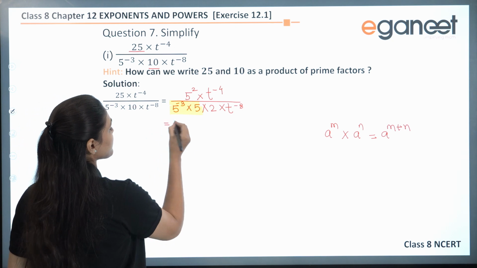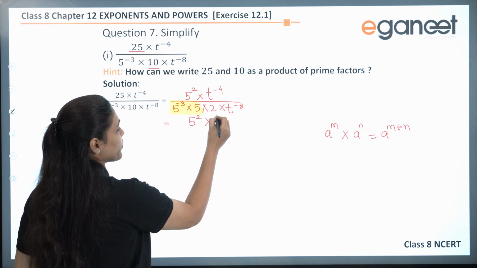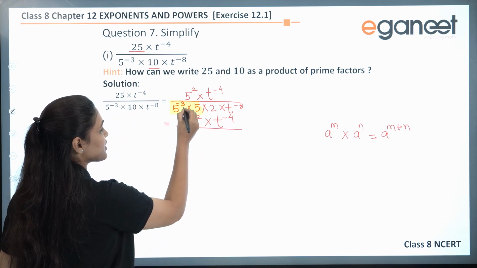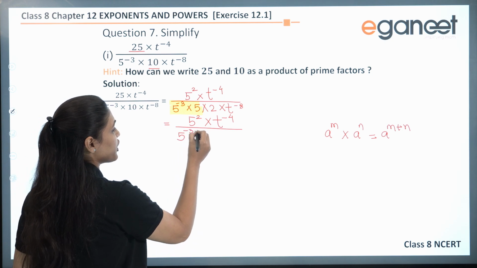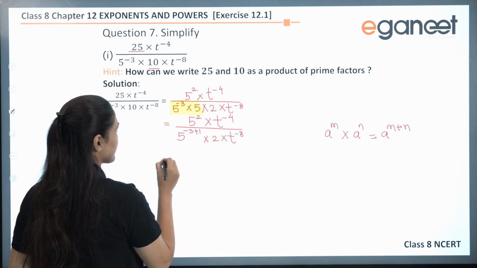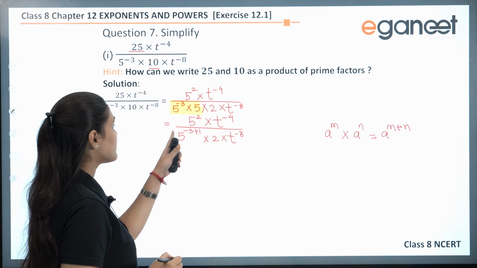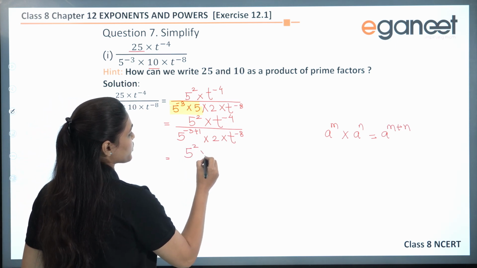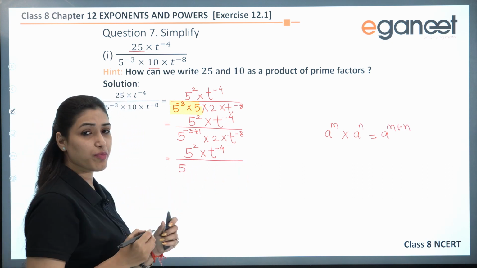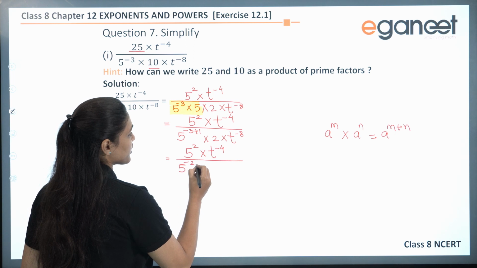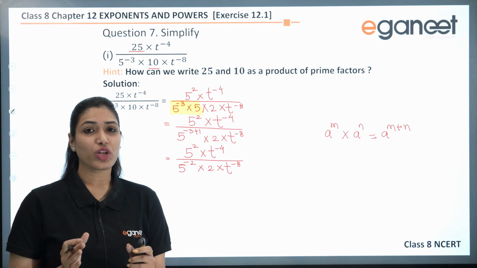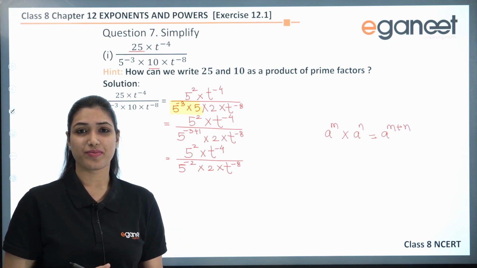So let's do it. Numerator will be as it is, 5 square into t to the power minus 4 divided by 5 to the power minus 3, and we have to add 1, minus 3 plus 1, into 2 into t to the power minus 8. Now we can simplify this term. So let's simplify. 5 square into t to the power minus 4 divided by 5 to the power minus 3 plus 1 is minus 2, into 2 into t to the power minus 8. Now just think which law can be applied here to simplify it further.